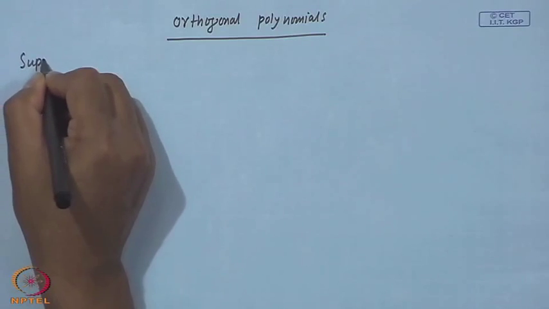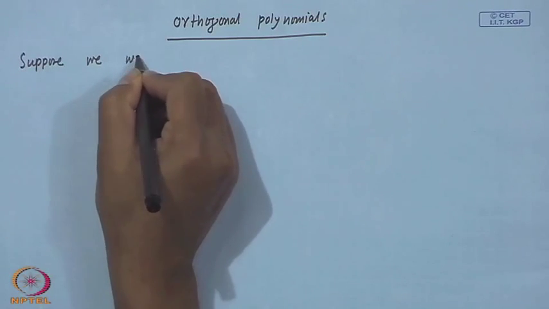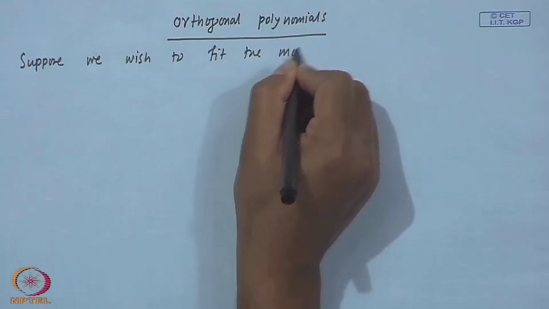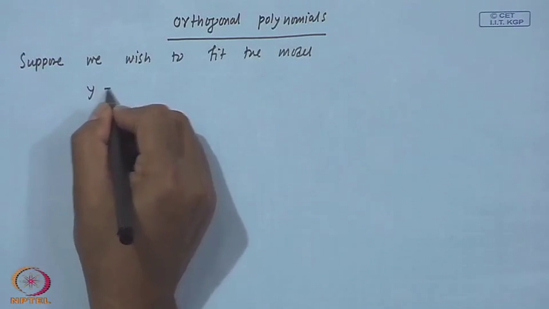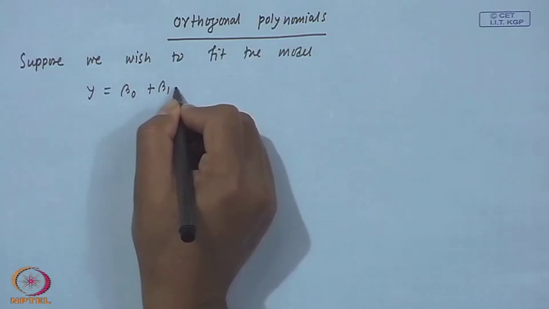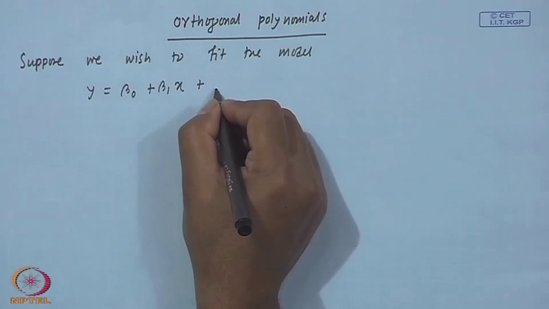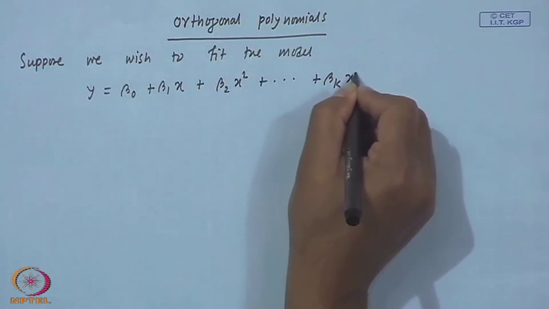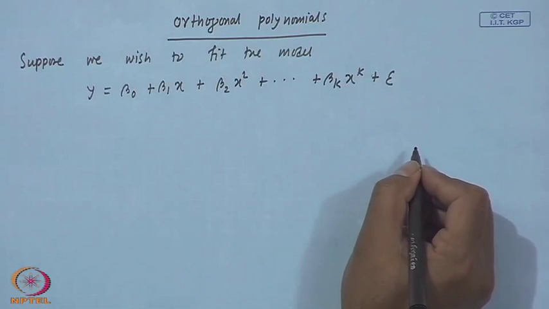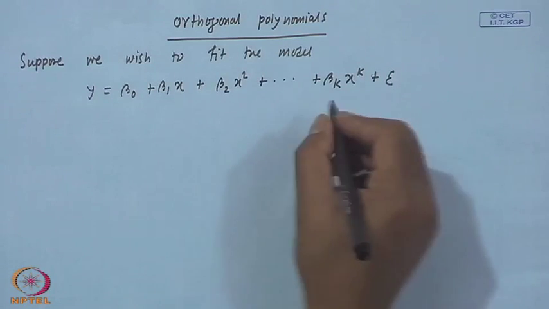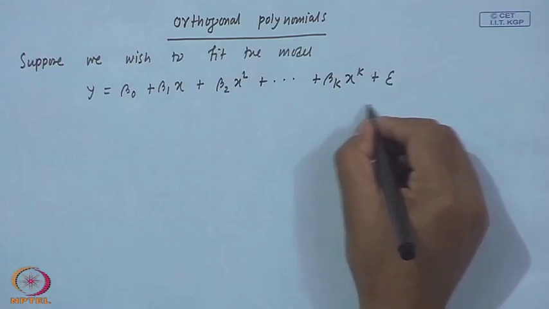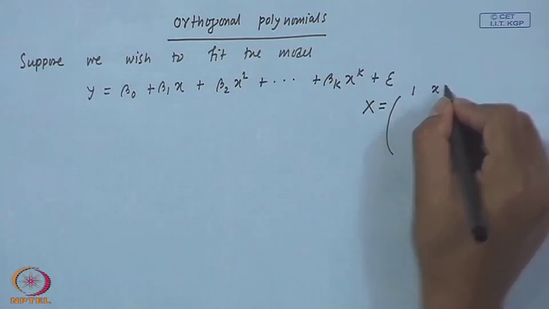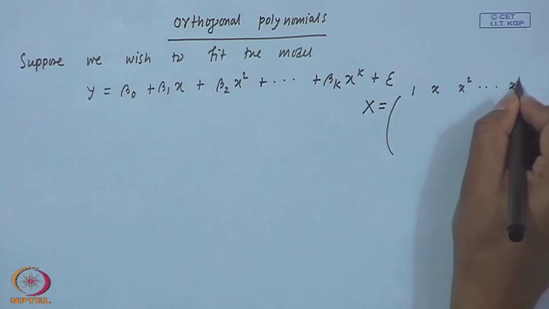Suppose we wish to fit the model y equal to beta naught plus beta 1 x plus beta 2 x square up to beta k x to the power of k plus epsilon. And here the coefficient matrix X is 1, x, x square, up to x to the power of k.